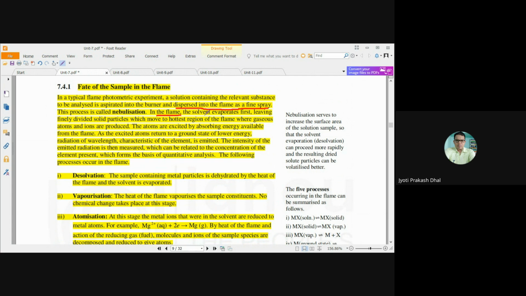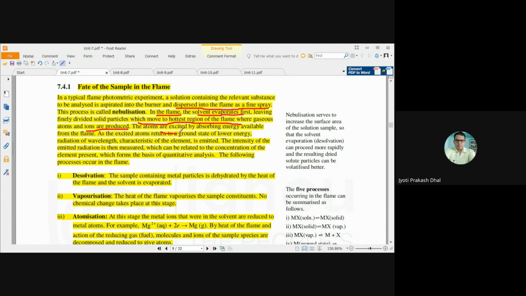In the flame, the solvent evaporates fast. So when the analyte is sprayed into the flame, first the solvent will evaporate, leaving finely divided solid particles which move to the hottest region of the flame, where the gaseous atoms and ions are produced, because the finely divided solid particles will interact with the hottest region of the flame, so that they will be converted into gaseous atoms and ions.